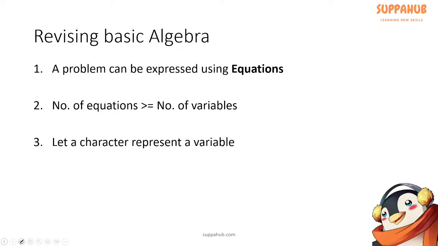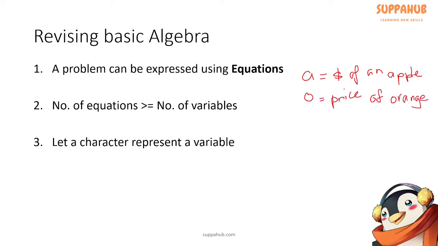Next, the third point is let a character represent a variable. What do I mean by let a character represent a variable? So in the earlier example, you have A represent the price of an apple, and you have O represent the price of orange. So you let characters represent a variable.